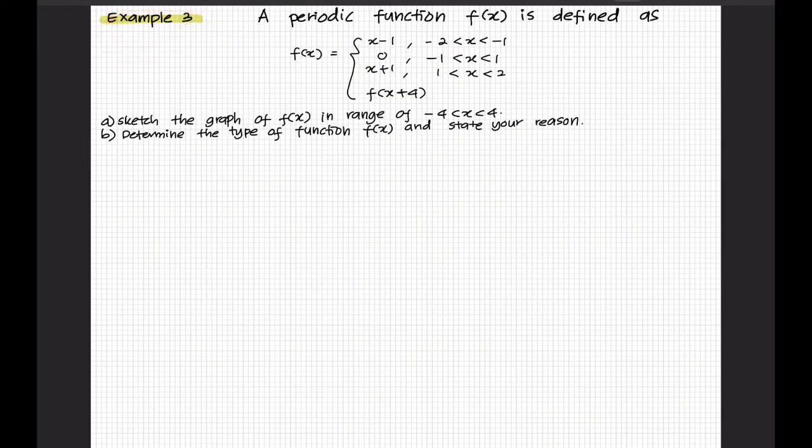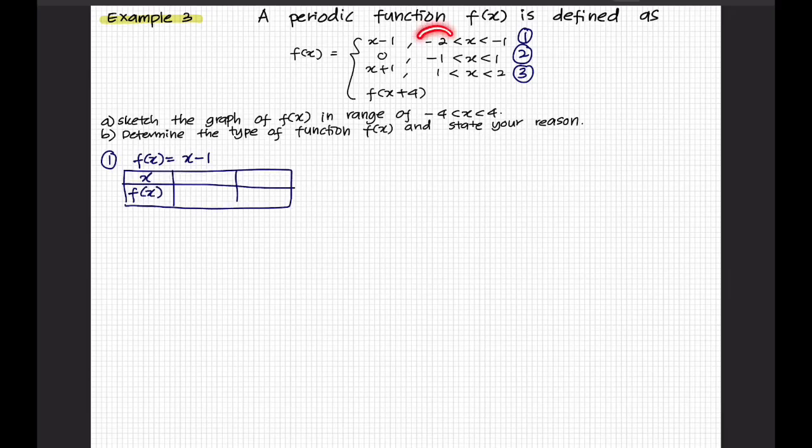Okay, let's proceed to example 3. For this example, the period is 4 and L equal to 2. We have 3 functions. Let's determine the starting point and the ending point for function 1. f(x) equal to x minus 1, where x is negative 2 to negative 1. So f(x) equal to negative 2 minus 1 equal to negative 3. So the starting point is negative 2, negative 3. For the ending point, f(x) equal to negative 1 minus 1 equal to negative 2. So the ending point is negative 1, negative 2.